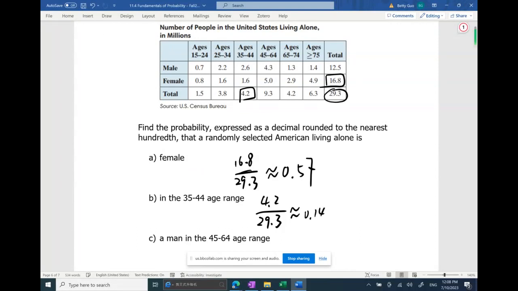How do you understand the result? Among those people surveyed, around 57% are female, right? Yeah, more females live alone. And among the surveyed people who live alone in the United States, around 14% of them are 35 to 44.